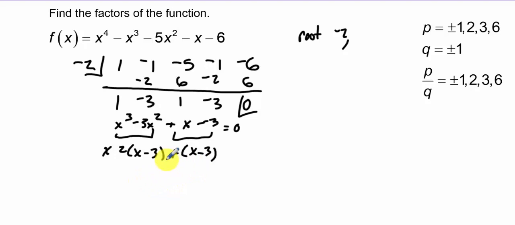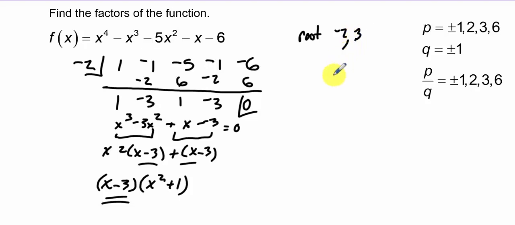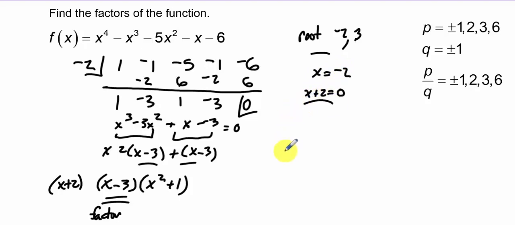And now, what do you know? I can pull out a common term of x minus 3, left with x squared plus 1. So, I know I have another root of positive 3, and this x minus 3 is actually a factor. Whereas I also know that x plus 2 is a factor as well, because I got a root of -2 when I solved. When you back up from a root of negative 2, we get x plus 2 equals 0, and that is my factor.